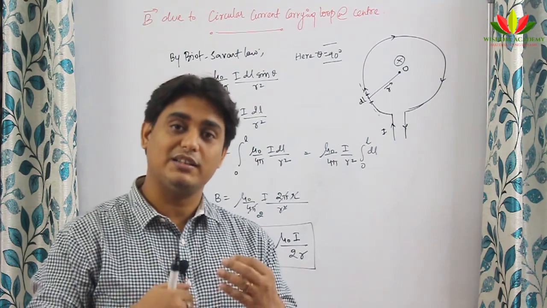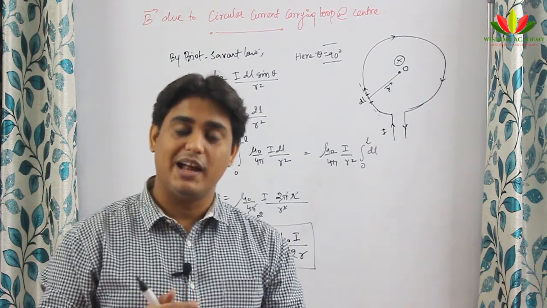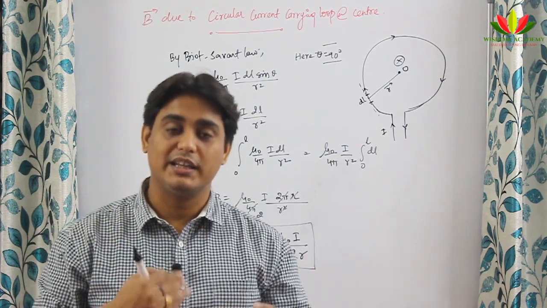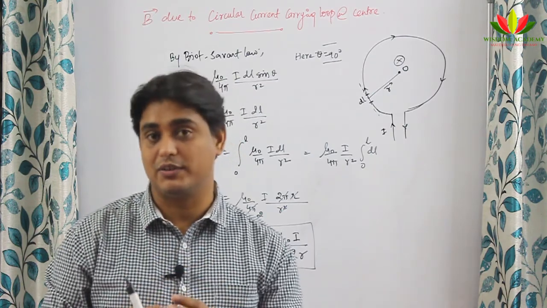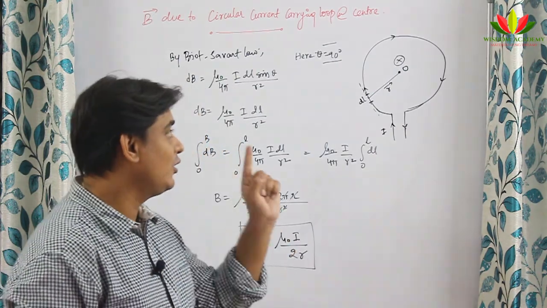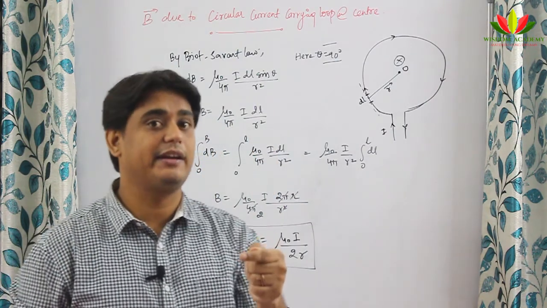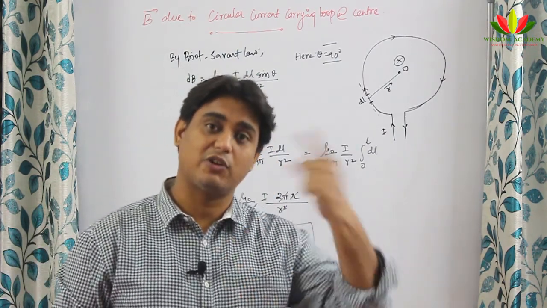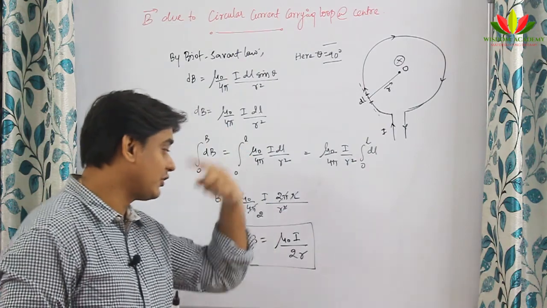They will write 2 pi r for the circular loop and 2r for the straight conductor, thinking the pi term is linked with the circle, so they will do that. Please don't make that mistake. The magnetic field for a straight current carrying conductor has 2 pi r, and for the circular loop it is 2r.